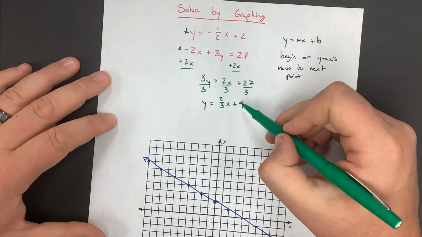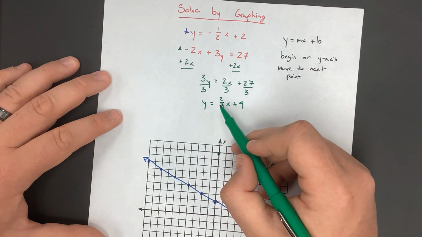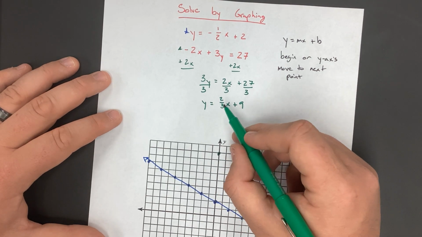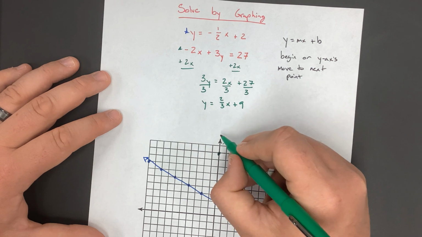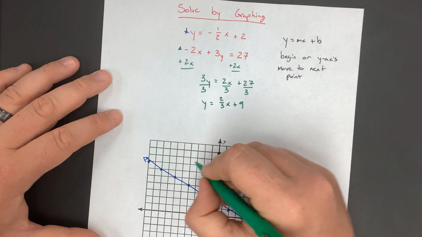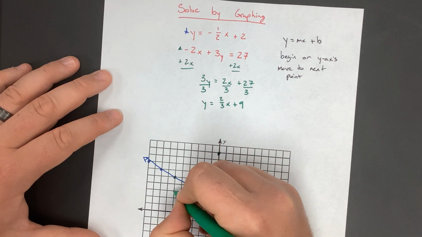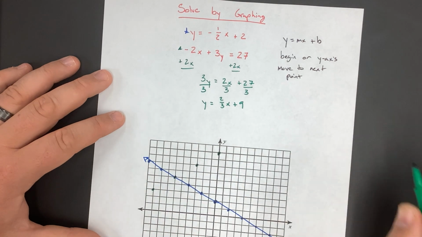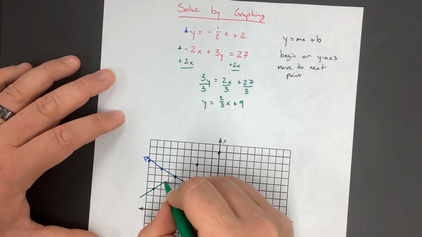So here I'm going to start at 0, 9 on my y-axis, and my slope is going to be 2 over 3, so that means I'm going to go up 2, right 3. Well, that would have me go off the page. So instead of going up 2, right 3, I'm going to go down 2, left 3. There we go. And then I'll sketch my line.